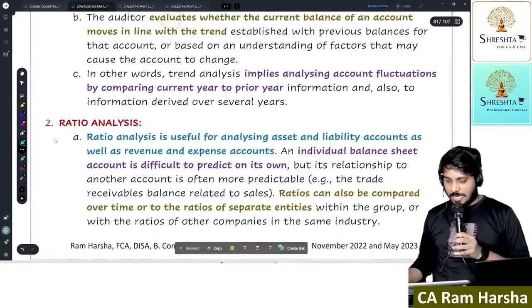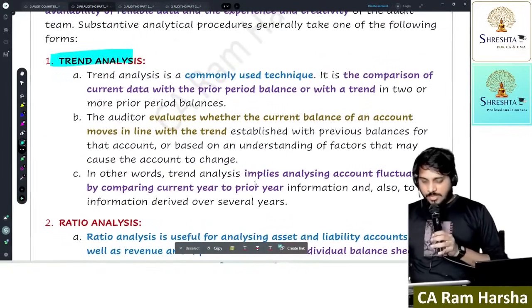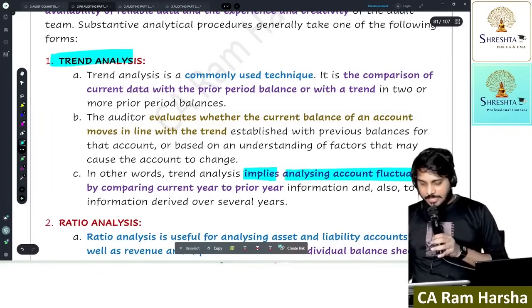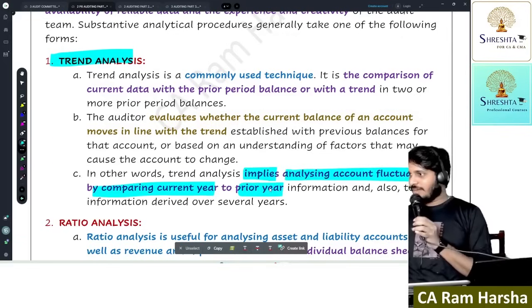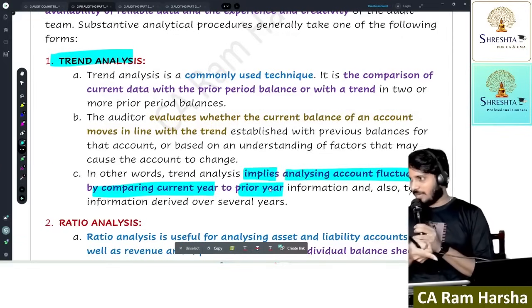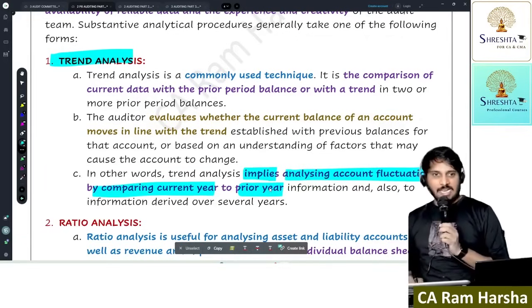What is trend analysis? In the last exam, this was asked. The analytical procedure implies analyzing fluctuations by comparing current year to prior data. What is this technique called? Briefly explain. 4 marks question, last attempt exactly. Yes or no? They asked about trend analysis.